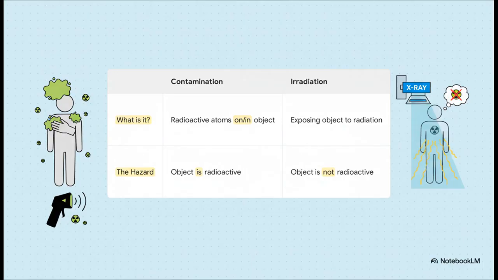Let's start with irradiation. That's when you're just exposed to radiation from a source that's outside your body. Think of a medical X-ray. The rays pass through you and then the machine is turned off. You are not radioactive. The danger is gone.